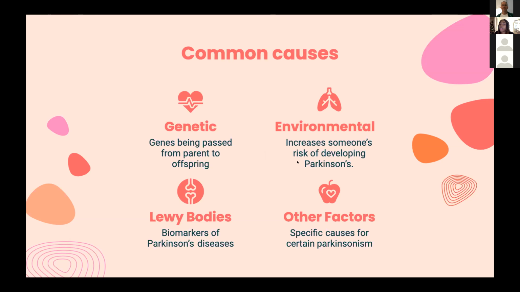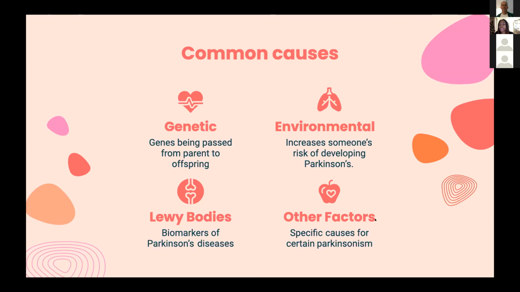And for environmental factors, this can increase somebody's risk of developing Parkinson's. Toxins such as pesticides can be the main environmental cause. And then the Lewy bodies, which is a biomarker of Parkinson's disease. An excess amount of Lewy bodies has a clump of the alpha synuclein in the brain stem that cannot be broken down.